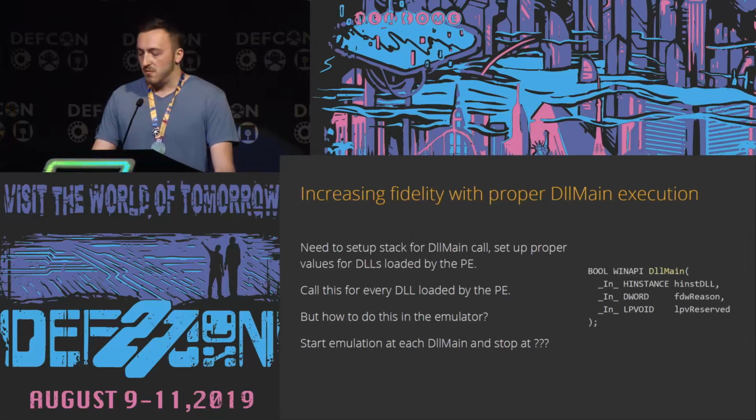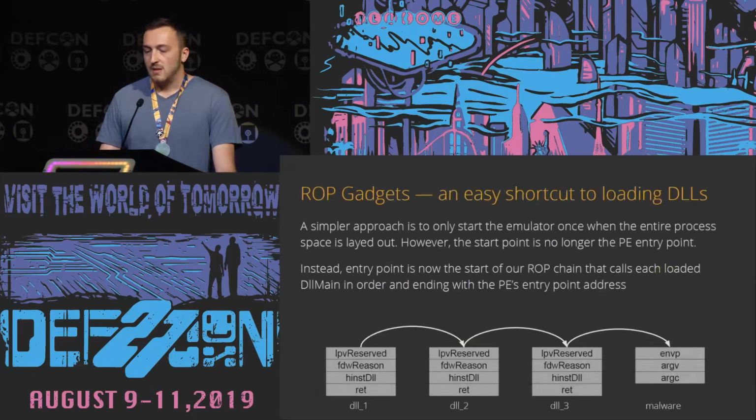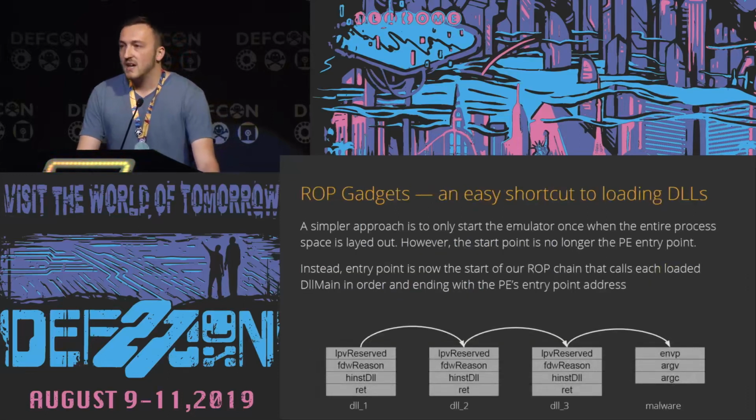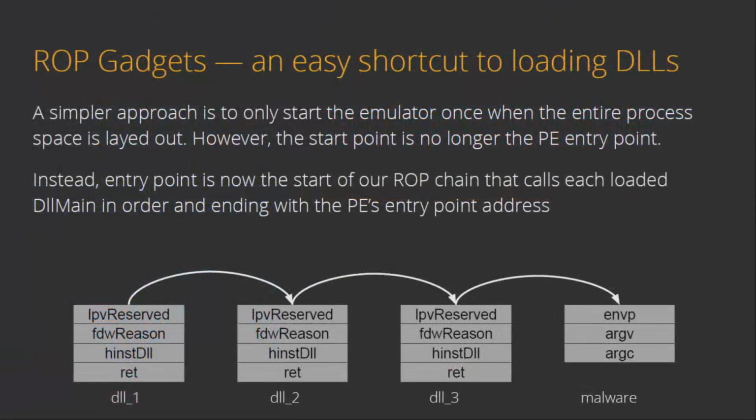So we wanted to stick more to the press the button once when we're ready to go, load up everything ahead of time, and go. And the way we accomplish that is just through a ROP chain, essentially. The idea is that we set up the stack such that when we start the emulation, the first entry point would be the first DLL that we needed to load. Typically, this is NTDLL and then kernel32.